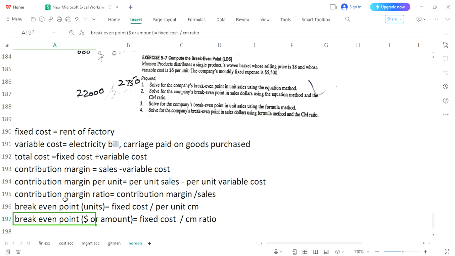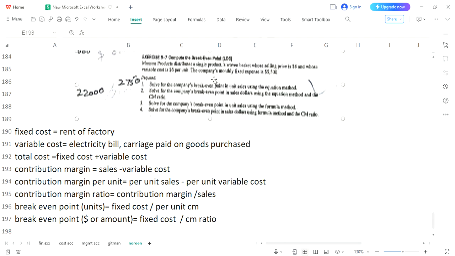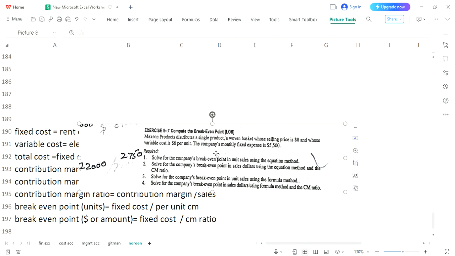So now I request that you take a screenshot of these formulas and repeat them as many times as you can, as they will be helping you a lot in understanding the chapter.